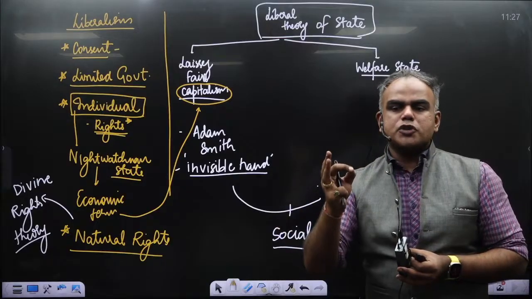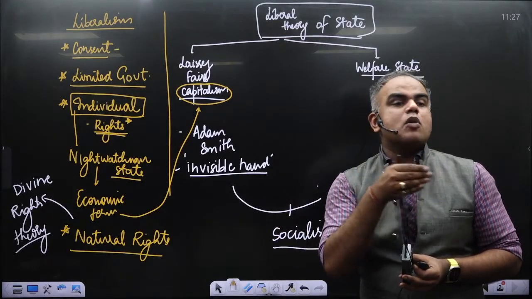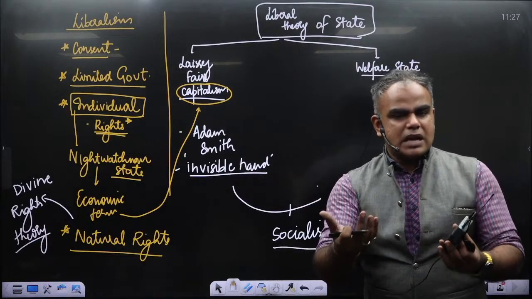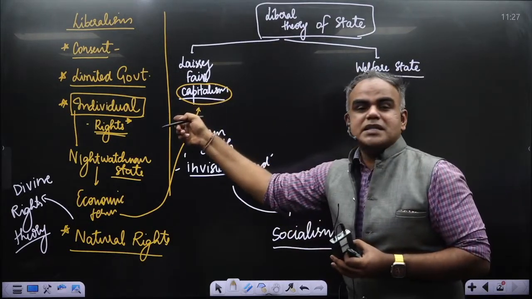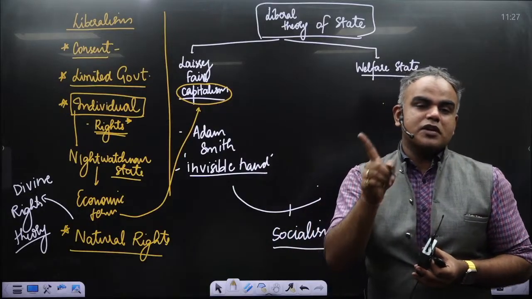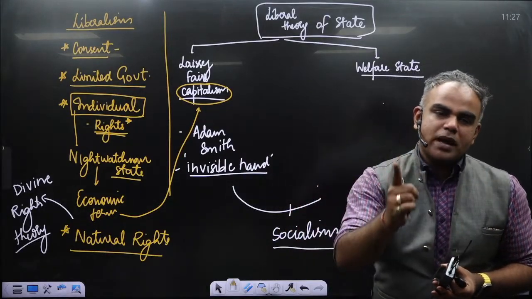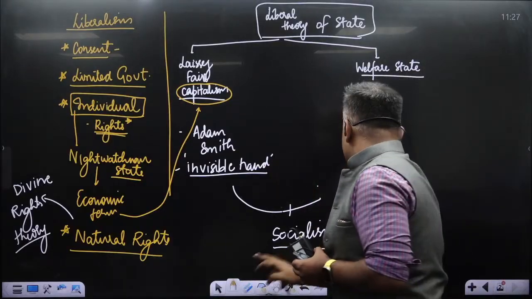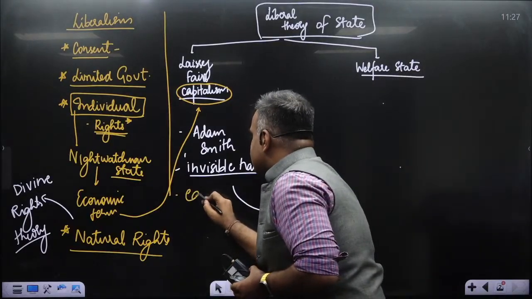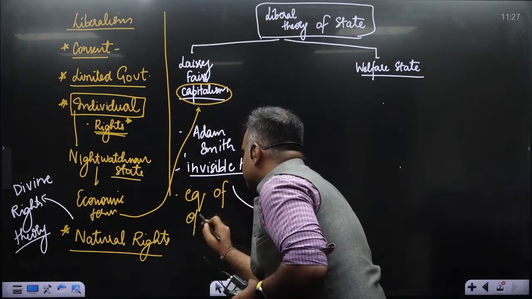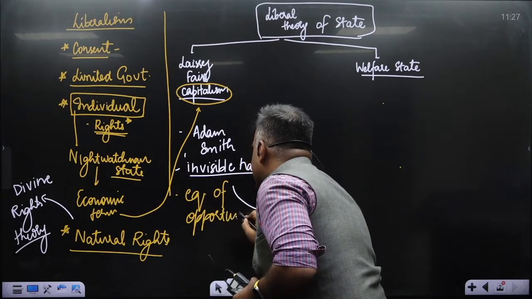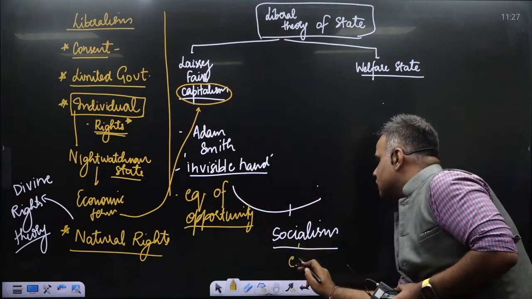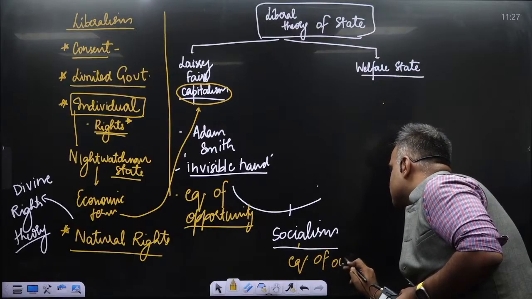But equality of opportunity is actually going to lead to inequalities. Those who are already well off will be able to work better. They will amass a lot of wealth, and they will simply say that whatever wealth and resources you have are totally owned by you. So this is only going to create more and more inequalities. So the equality of opportunity, which is a core tenet, will be challenged by socialism through the equality of outcomes.